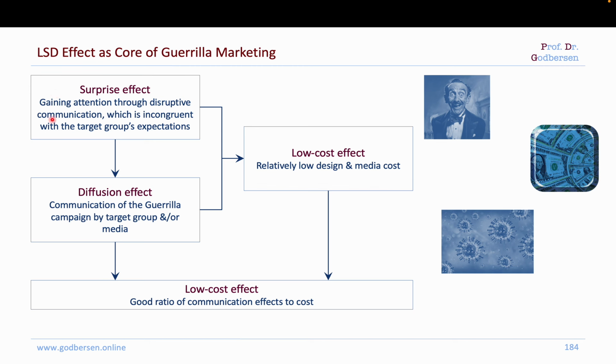Because of this surprise, they will share this experience, take a picture, post this on Instagram, on the internet, and talk about this to others. Classical word of mouth. So the people perceiving your event, your instrument, they spread it around. That is the diffusion effect. That means you do not have such high media costs like booking television or radio advertisements. So based on the surprise effect, you come to the diffusion effect.